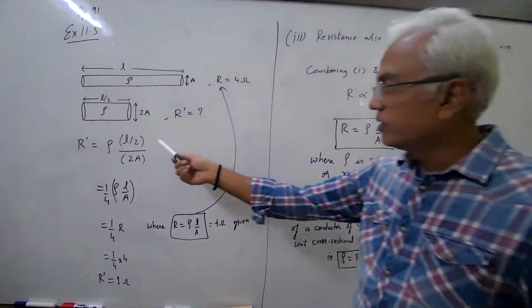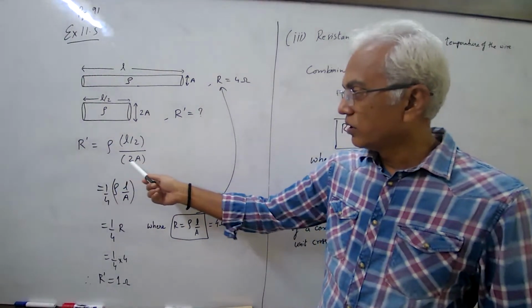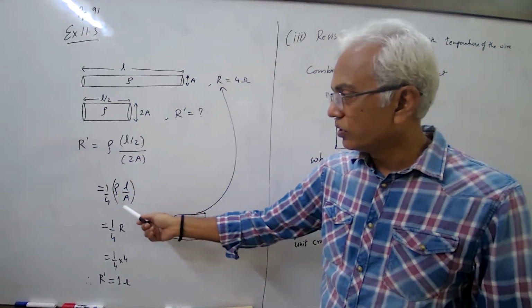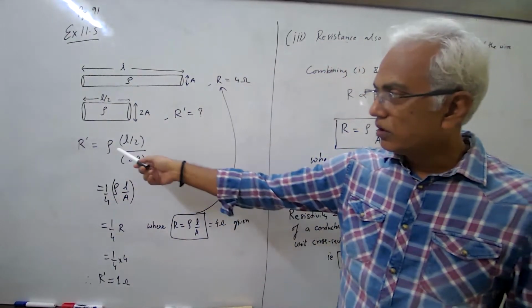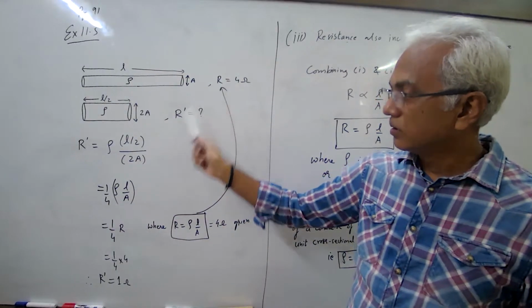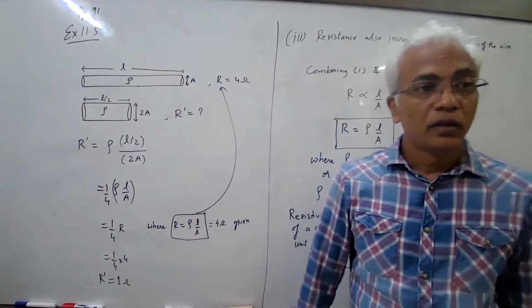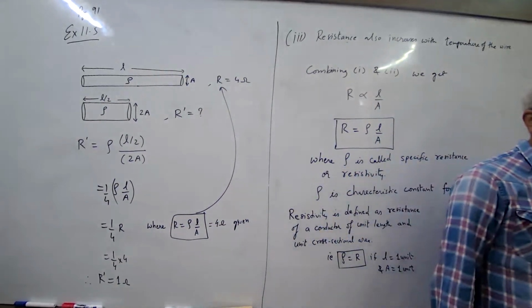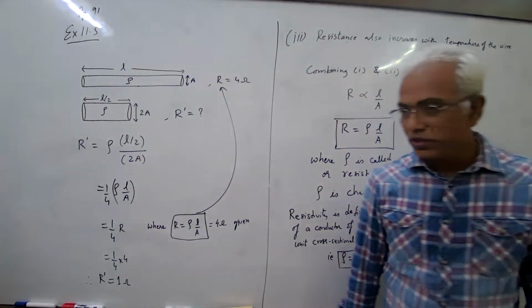Understood now? When you simplify this, L by 2, the 2 will come in the denominator, already 1, 2. So 2 into 2, 4, that comes out. So in the bracket you have rho L by A. This is nothing but this R. Clear?